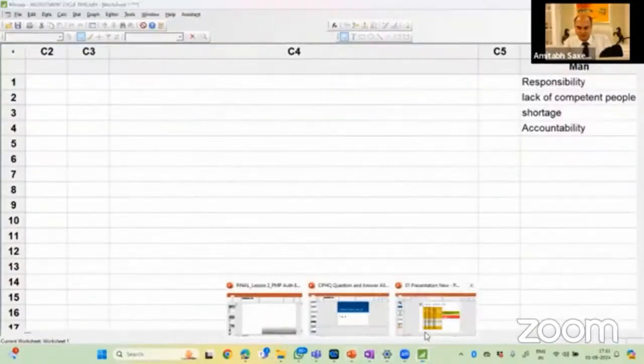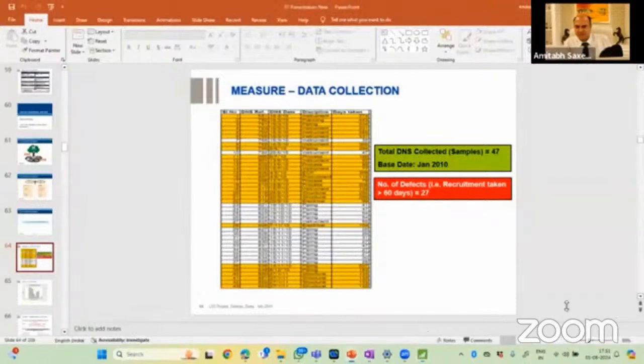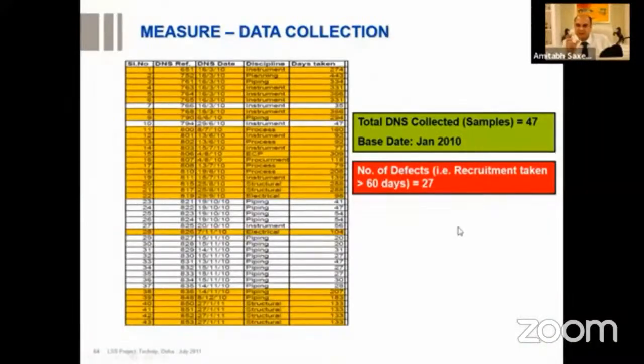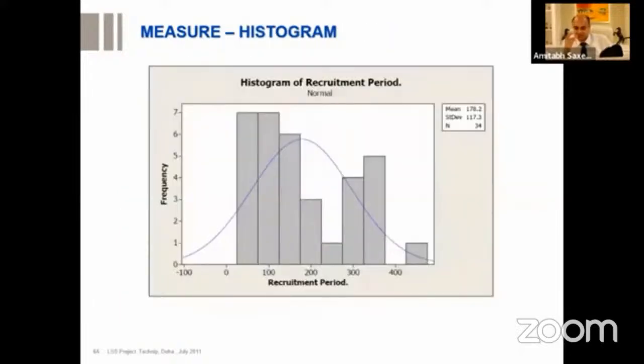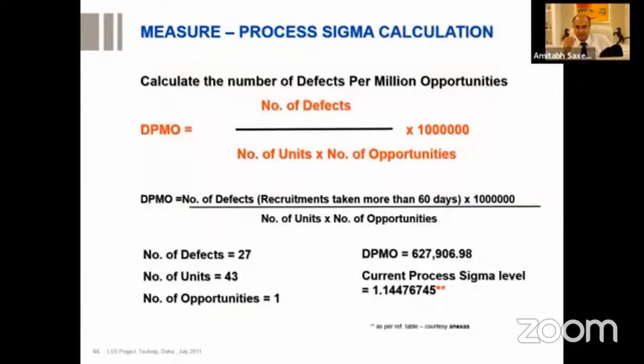I will also do one more thing, which is known as sigma level calculation, which is not in our syllabus right now. So just don't worry about it. But I'll just show it. We also find what is a defect in our process. Here we have taken the defect definition as any recruitment taking more than 60 days is a defect. So today we have 27 defects out of 47. So you use a formula using DPMO, defects per million opportunities, and calculate the sigma level.